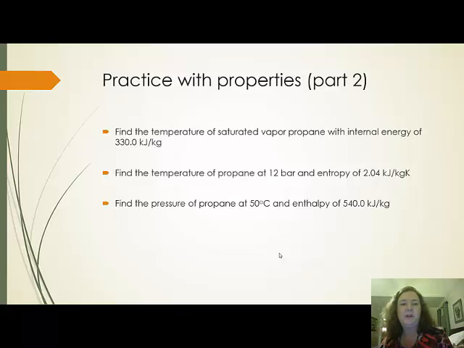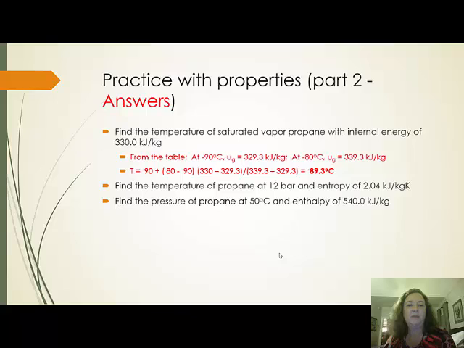So let's very quickly go through these. Now, these are going to require a lot more side calculations, so you'll want to pause the video going through these. I'm going to talk through them very quickly. You'll want to pause and make sure that you understand exactly how these numbers were obtained. So first, find the temperature of saturated vapor propane. So we know that it's saturated vapor propane when the internal energy is 330 kilojoules per kilogram.